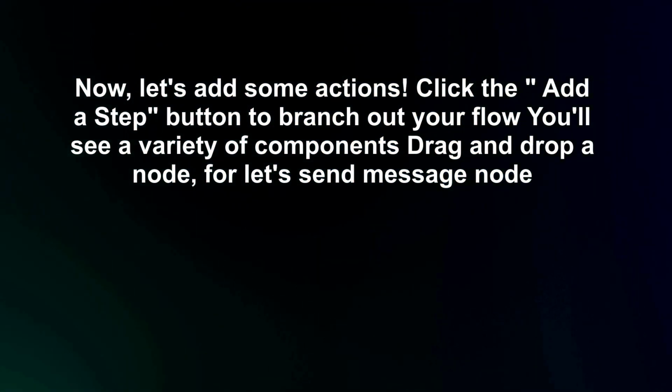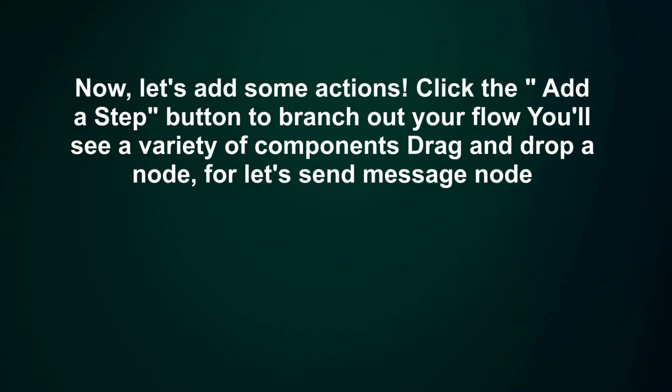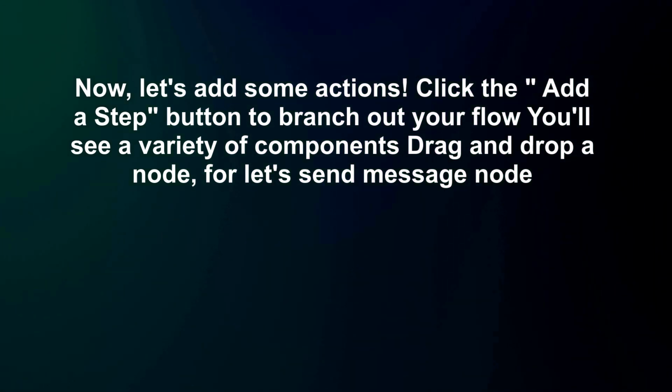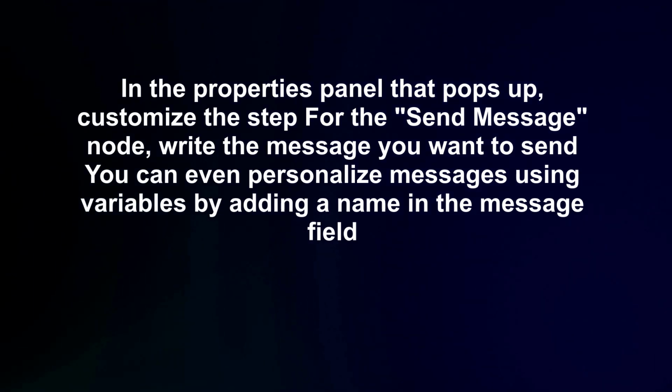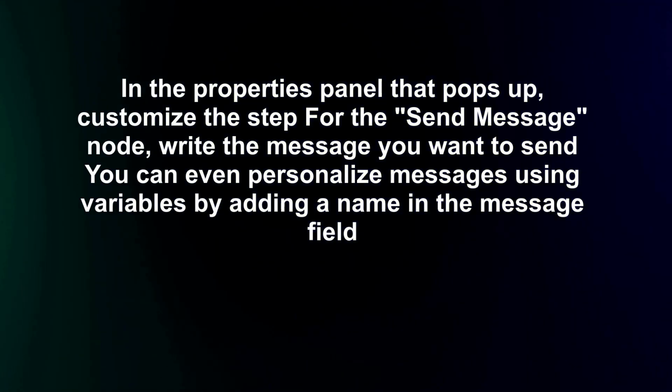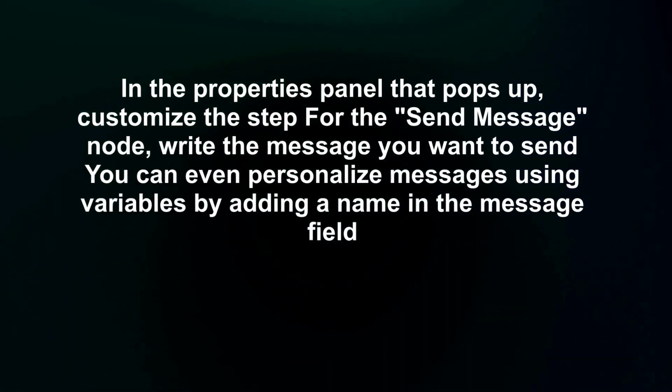Click the Add a Step button to branch out your flow. You'll see a variety of components. Drag and drop a node for the Send Message node. In the Properties panel that pops up, customize the step for the Send Message node. Write the message you want to send. You can even personalize messages using variables by adding a name in the message field.